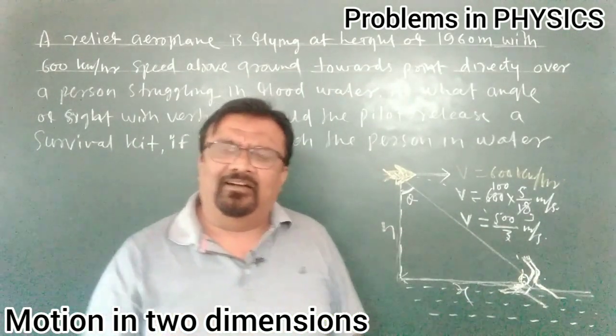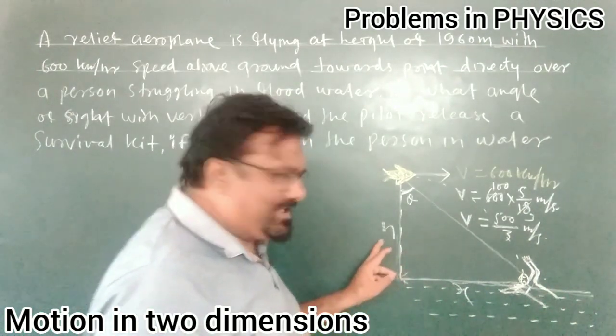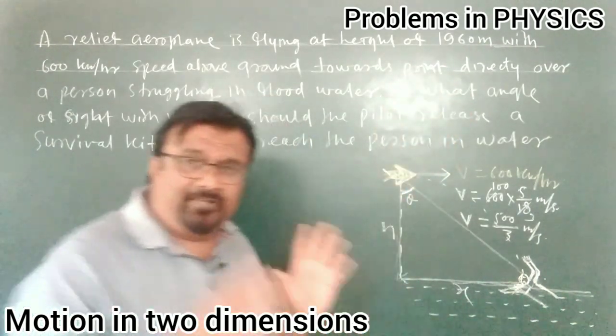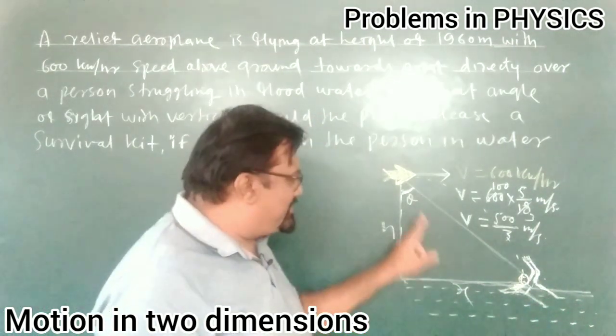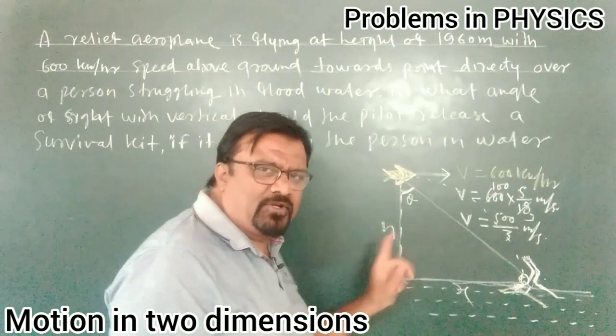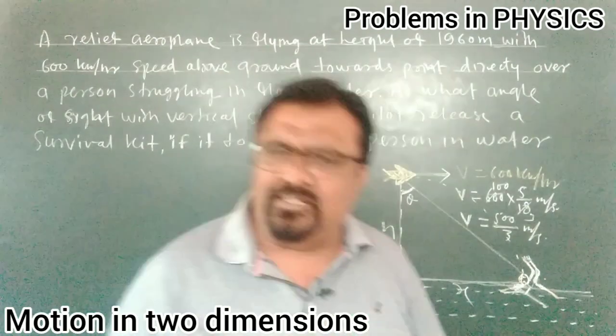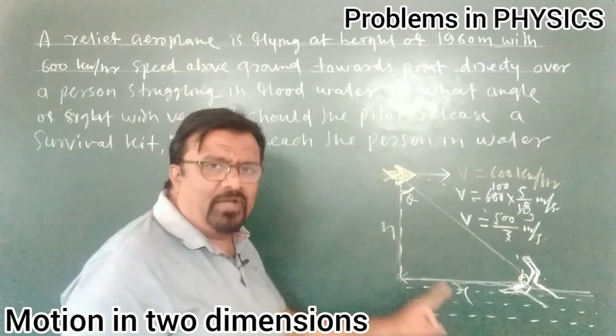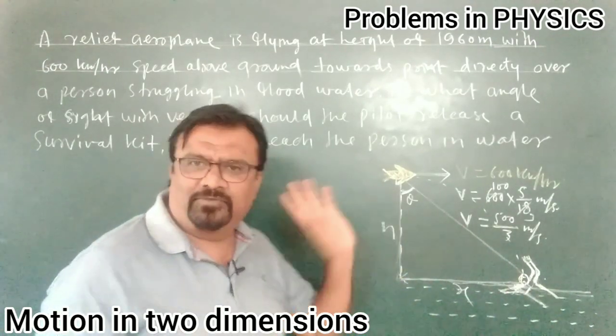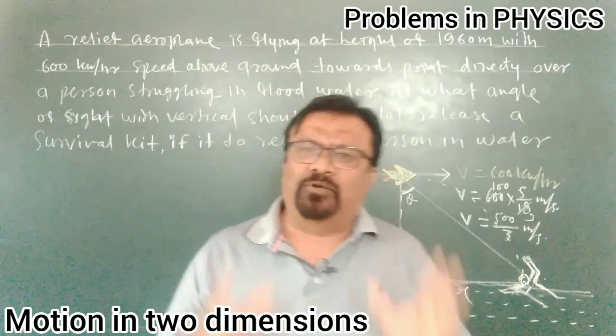Now h is already given. If we are able to find out x, then by using trigonometry, tan theta is equal to x upon h, because you know tan is the ratio of the opposite to the adjacent. So tan theta is equal to x upon h. If we know x, as we know h, we can find out theta. Now we just have to find out x.